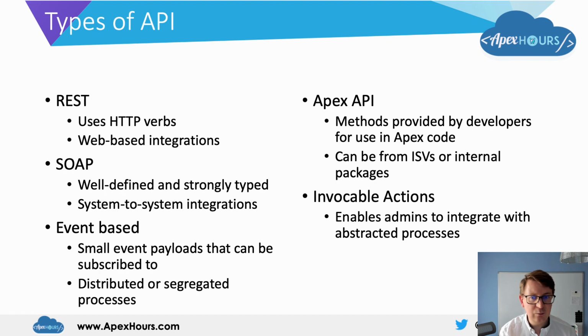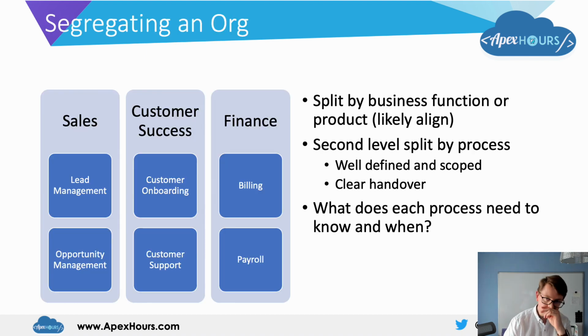So these are the different types of API we can define and work with as internal APIs. And I now want to talk about how you go about segregating an environment to start doing that. So the first real area you want to look at is business function or product. And product here can be Salesforce product, can be software product. It likely aligns with some business function, although in terms of Salesforce, often there's a bit of a broad covering of many things. But you can see here in our image on the left, for example, we've split by sales, customer success, and finance in this example picture.